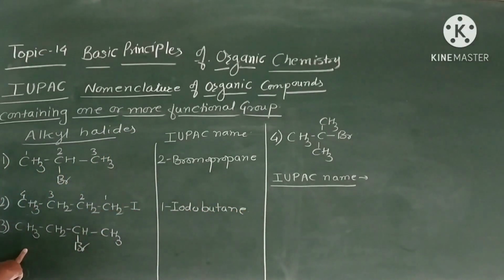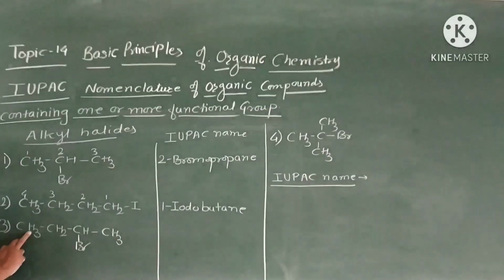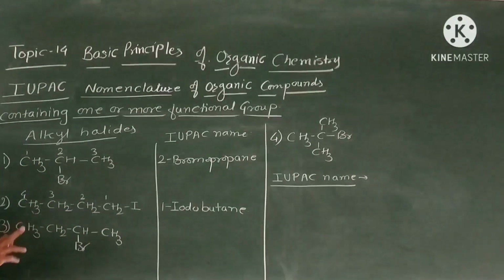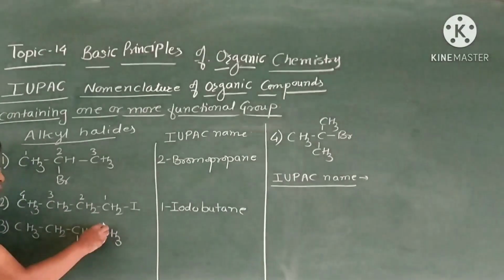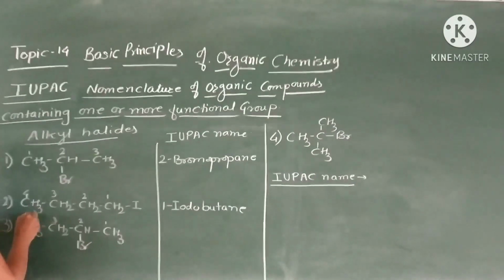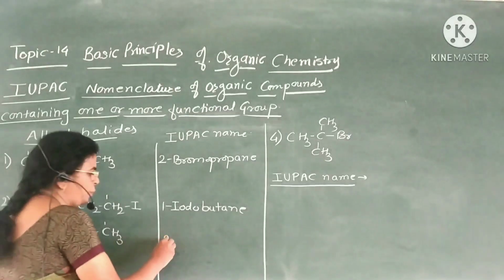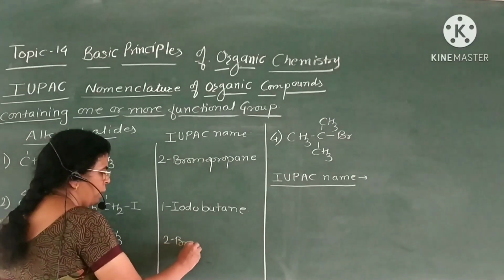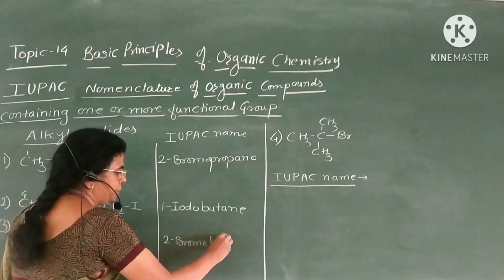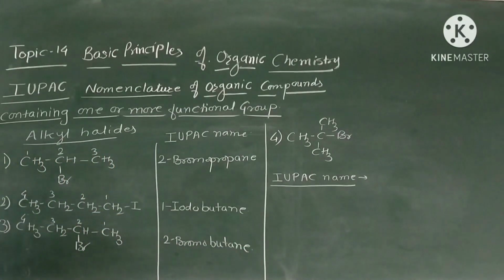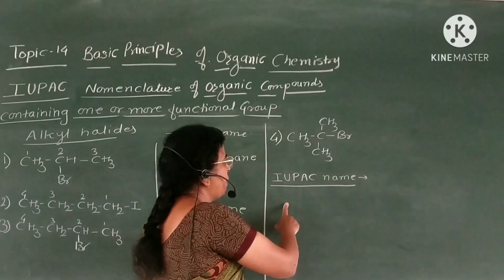Next, the third one. Here there are 4 carbon atoms in a straight chain. Now we are going to give numbering from the end which is nearer to the functional group, 1, 2, 3 and 4. Now it becomes 2-bromo-butane. Now this one, number 4.